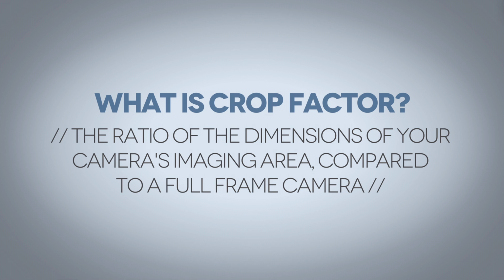So now that you have your camera, you know what lenses we're looking for, the next thing you need to think about is the crop factor of your particular camera. Crop factor means this: it is the ratio of the dimensions of your particular camera's imaging area compared to a full frame camera. Basically, to put it really simple, if a full frame camera has an imaging area like this, your camera might have an imaging area like this.